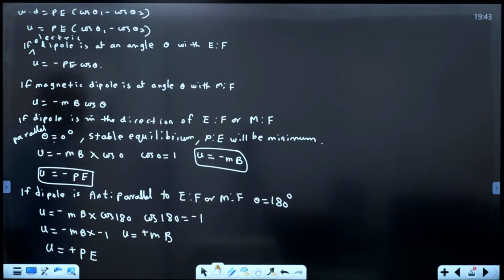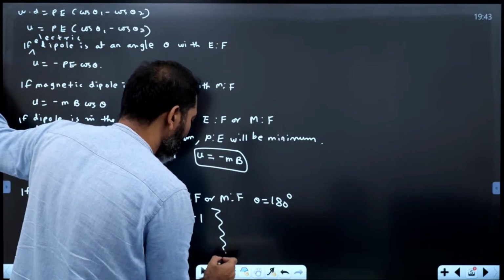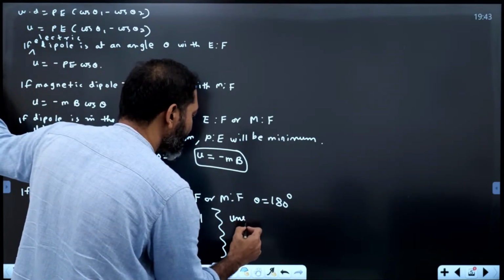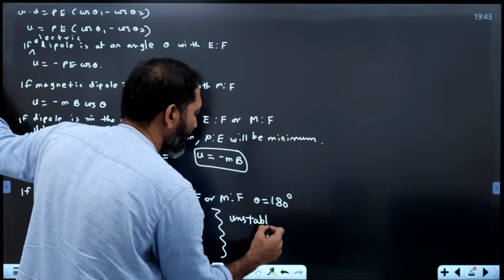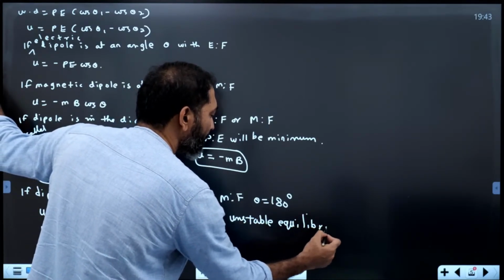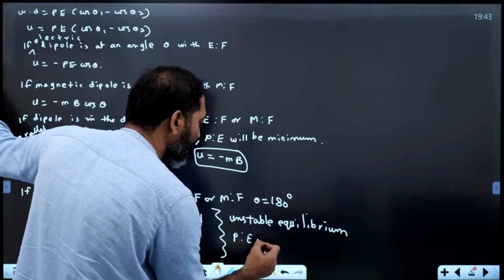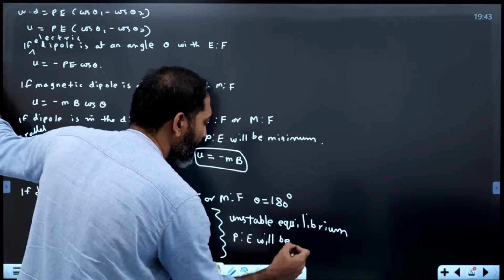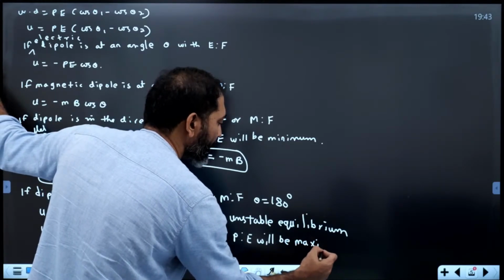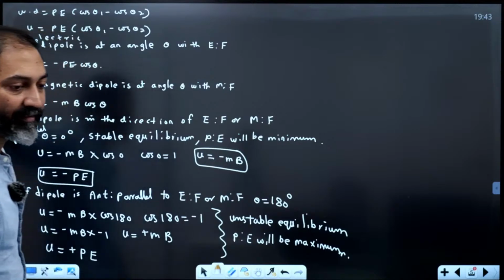This is when the dipole is anti-parallel to the electric field, or theta equal to 180. This situation is called what? Unstable equilibrium. And what is the specialty here? Potential energy will be maximum. Maximum potential energy is in the unstable equilibrium and minimum potential energy will be in the stable equilibrium.